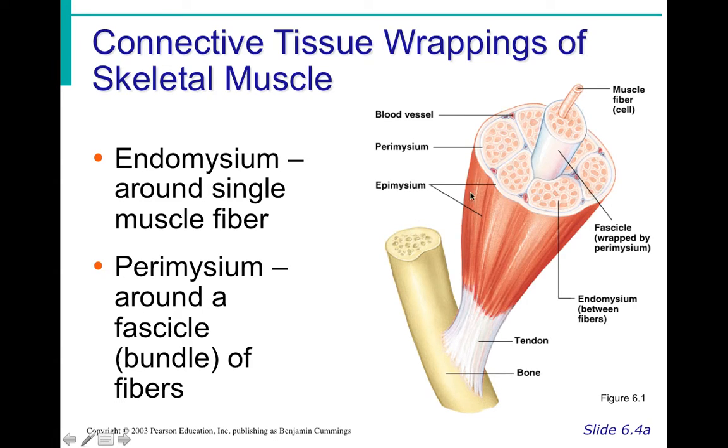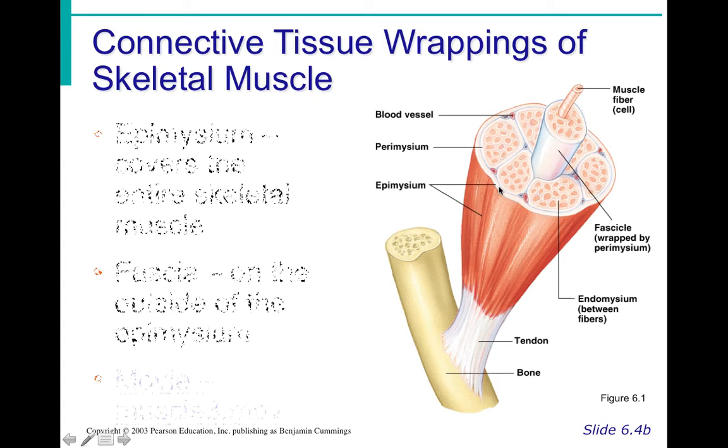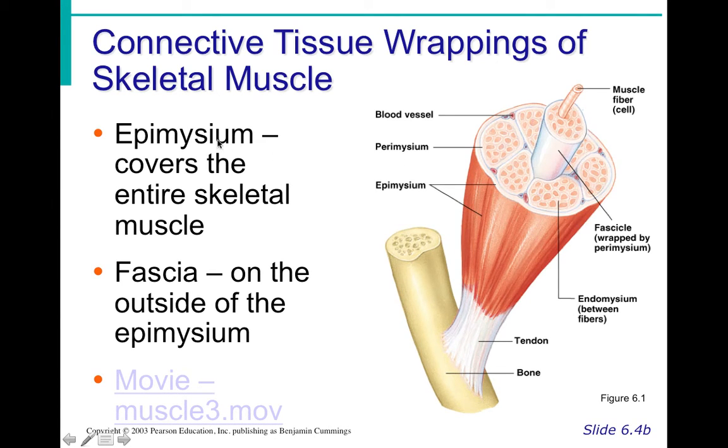Epi is out or around, and so that's the outside. That works for me. I hope it works for you as well. So there's your epimysium again. And then outside of that epimysium is the stuff that we call fascia. Fascia is kind of a white-colored, opaque, smooth covering around the epimysium.